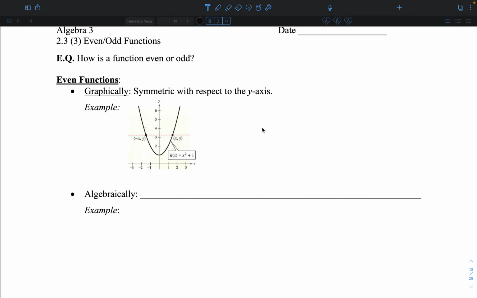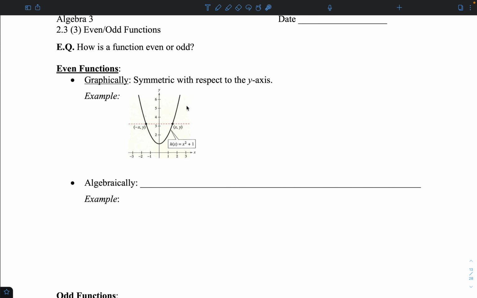Even functions, if we think about them graphically, are symmetric with respect to the y-axis. I have an example here. You're more than welcome to just draw a regular parabola whose line of symmetry is the y-axis. The one I have shown here is h of x equals x squared plus 1. Remember, for a point x, y to be symmetric with respect to the y-axis, it has a negative x, positive y.